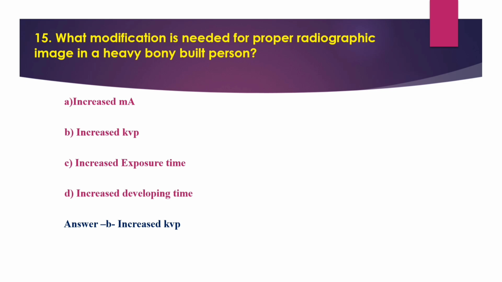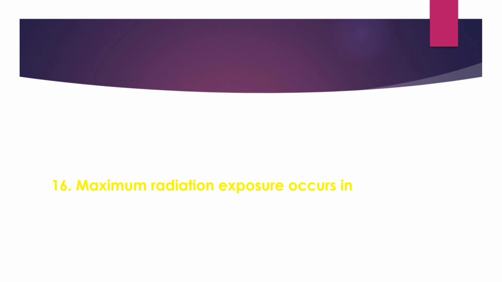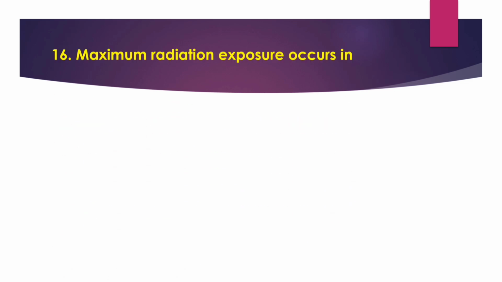So mA corresponds to the tube current; the quality of the X-ray beam is determined by the kVp, and the quantity of the X-ray beam is determined by the mA. So kVp determines the penetrating power of the X-ray beam. So when a heavy bony build person comes, we have to increase the kVp in order to acquire a good quality image.